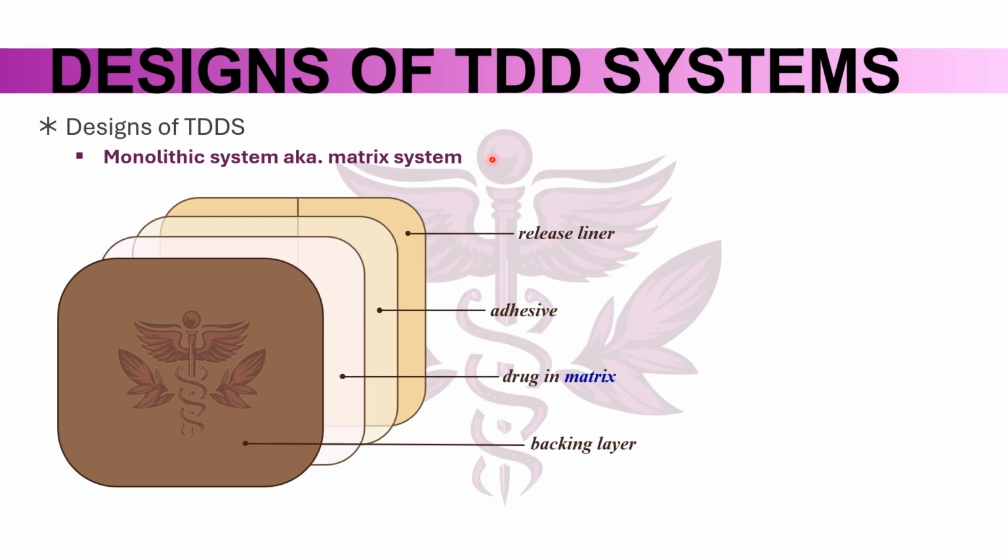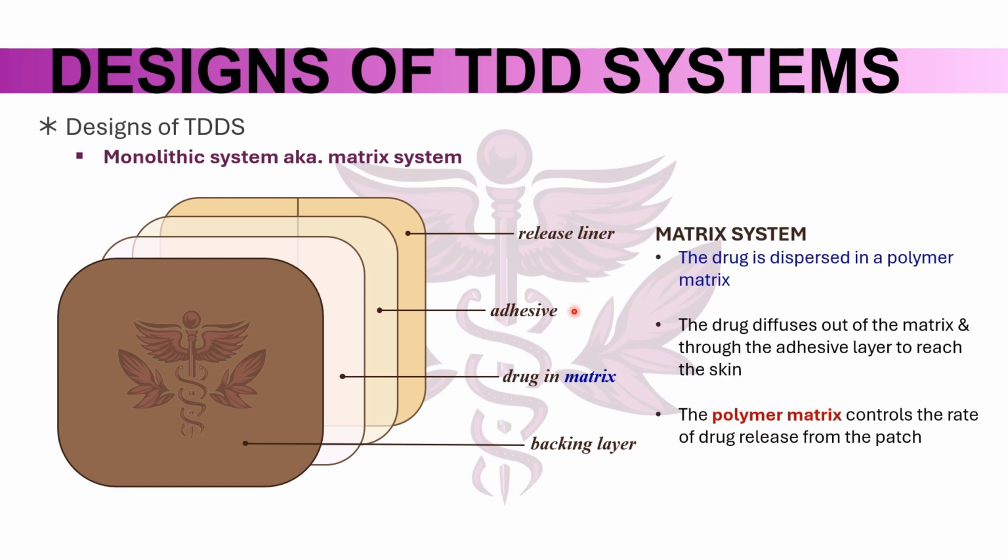Next up is the matrix system, also known as the monolithic system. This patch consists of 4 components: the backing layer, the drug, the adhesive, and the release liner. In this patch, the adhesive and the drug are in 2 separate layers, and instead, the drug is dispersed or dissolved in a polymer matrix. The drug would have to diffuse from the matrix to the adhesive layer to then be able to reach the skin. And in this way, we can establish that the polymer matrix is the component which controls the rate of drug release from the patch since the drug is incorporated there.